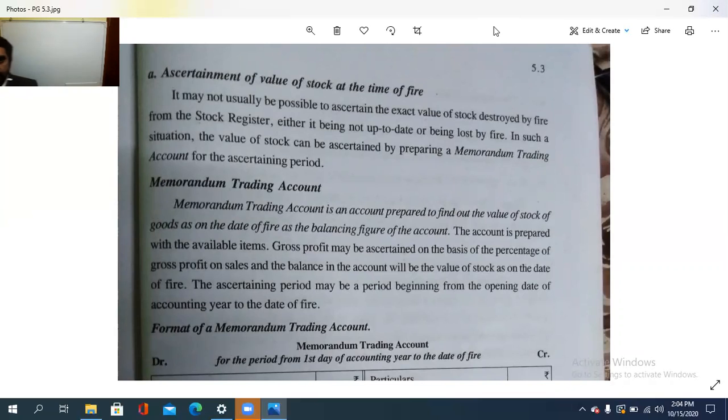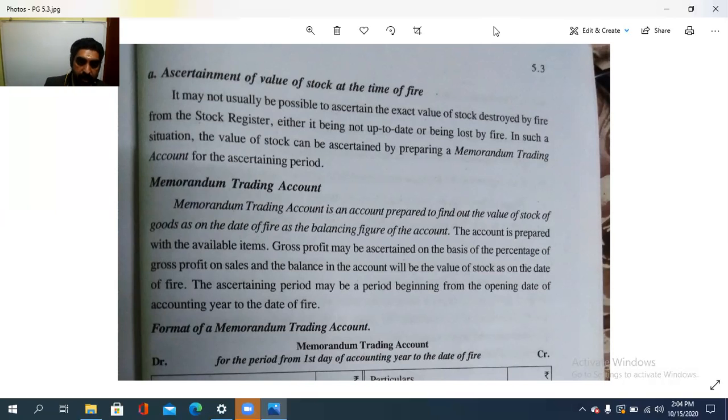അപ്പൊ അതിന് എന്ത് ചെയ്യണം? ഇൻ സച്ച് എ സിറ്റുവേഷൻ, വാല്യൂ ഓഫ് ദ സ്റ്റോക്ക് ക്യാൻ ബി അസർട്ടൈൻഡ് ബൈ പ്രിപ്പയറിംഗ് എ മെമ്മറാണ്ടം ട്രേഡിംഗ് അക്കൗണ്ട് ഫോർ ദ അസർട്ടൈൻഡ് പീരീഡ്. അപ് ടു ഡേറ്റ് ഡേറ്റ സ്റ്റോക്ക് രജിസ്റ്ററിൽ നമ്മൾ മെയിൻറ്റെയിൻ ചെയ്യുന്നില്ല, അല്ലെങ്കിൽ ഇഫ് ദ സ്റ്റോക്ക് രജിസ്റ്റർ ഇറ്റ്സെൽഫ് ഈസ് ഡിസ്ട്രോയിഡ് ഇൻ ഫയർ, then we need to prepare a memorandum trading account.